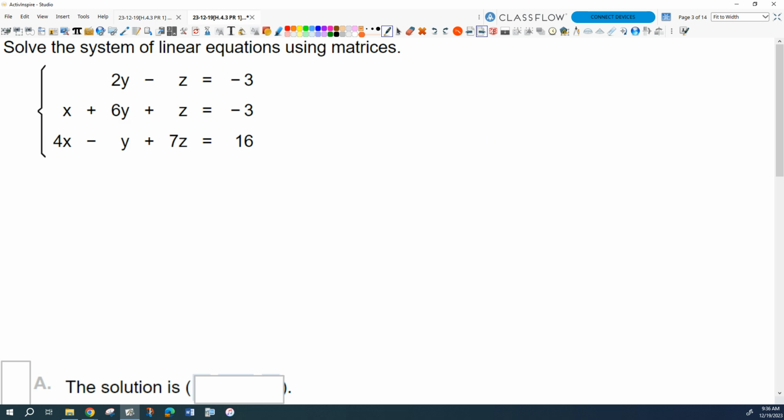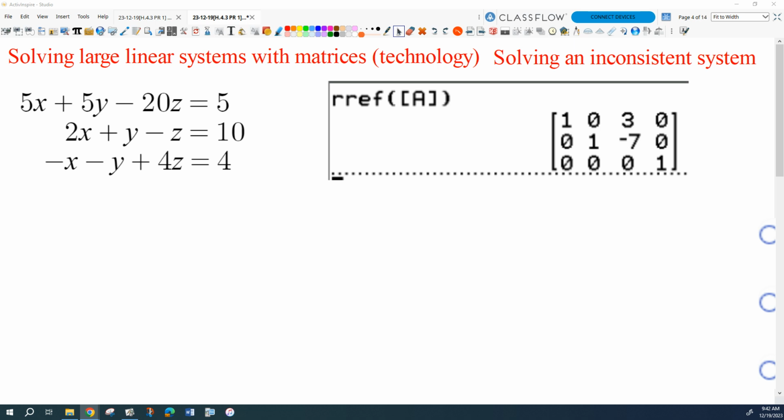Okay, try this one. Everybody just bust out your Chromebooks and try that one. Solve that system using the Desmos matrix calculator. Yeah, we know this one is no solution because if you look at the bottom row, what is that equation?